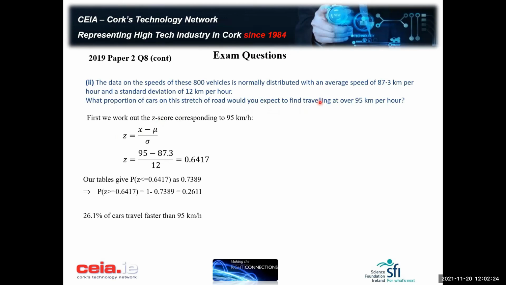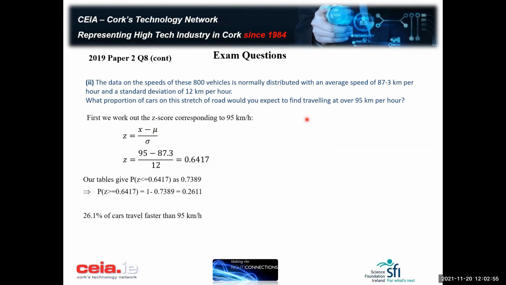Right, so first of all, let's work out the z-score corresponding to 95 kilometers per hour. And that is, again, the same rule for converting to z. You subtract the mean from your value, divide by the standard deviation, and you get a z-score of 0.6417.